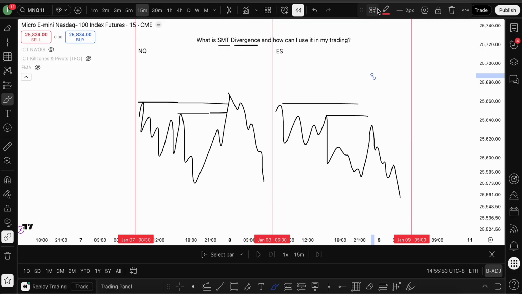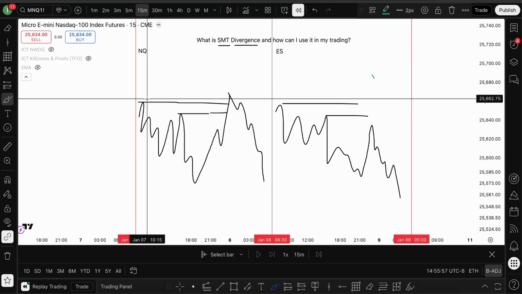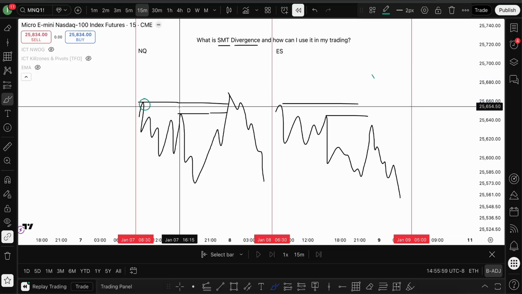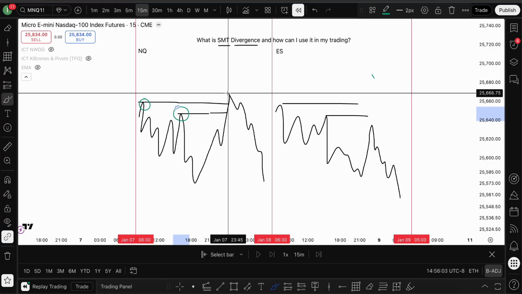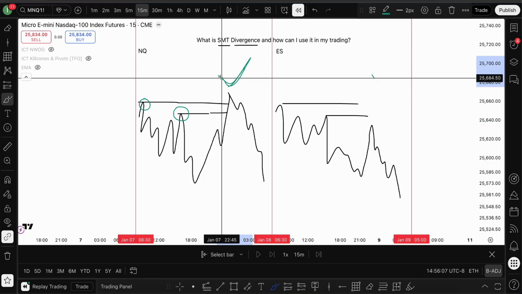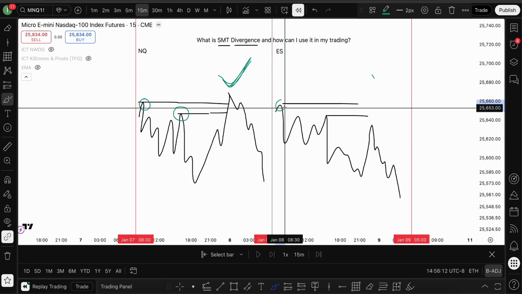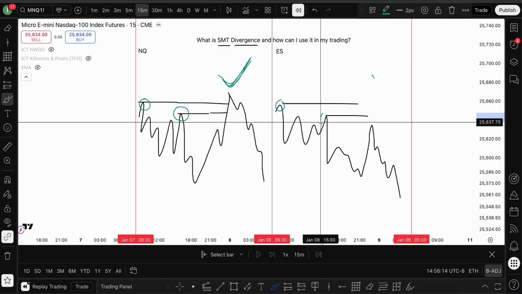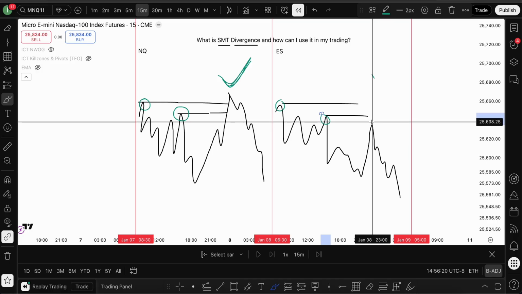So with that in mind, I'm going to change the color of my drawing tool. Actually, I'm going to go green so it's a little bit more visible. So we had this high right here, and then we had this high right here, and we came up and we swept them. So we swept the highs. I'll just make a little check mark. And then we had this high, and then we had this high, but as you can see, we failed to sweep them on ES.